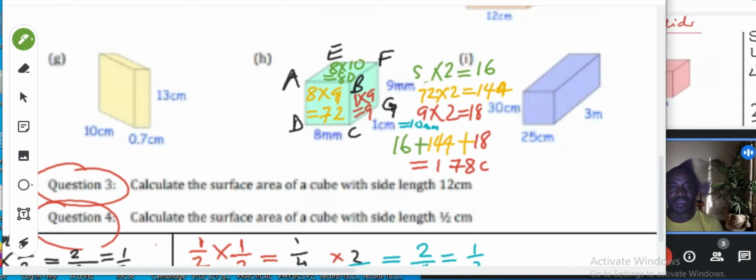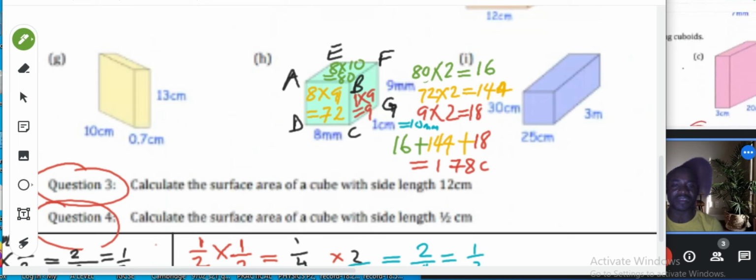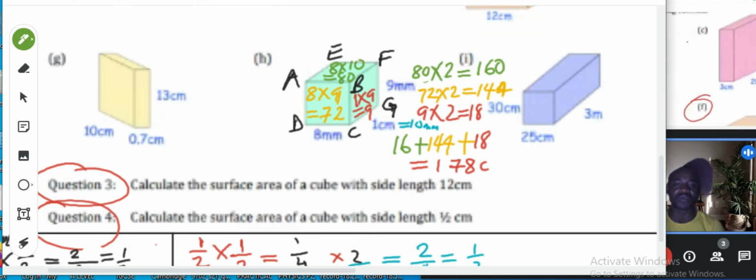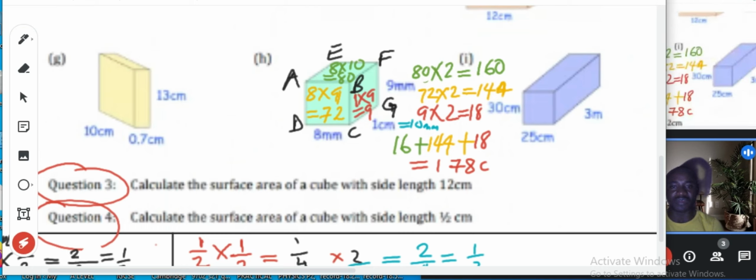You need to be careful about this unit. If they are not written in the same unit, you need to change them to the same unit. 80 times 2 is 160. Check if there's any other thing we should change here. Check face BFG, BF or BC, BFGC.